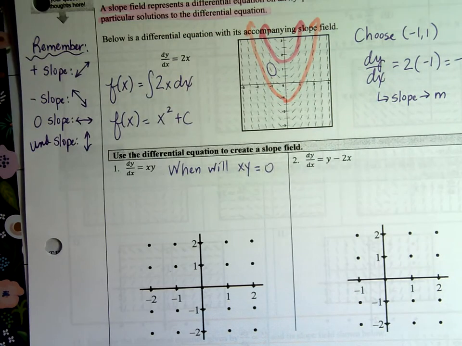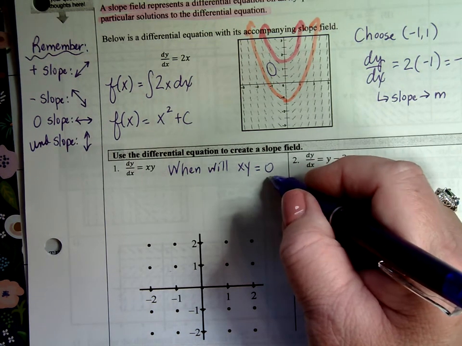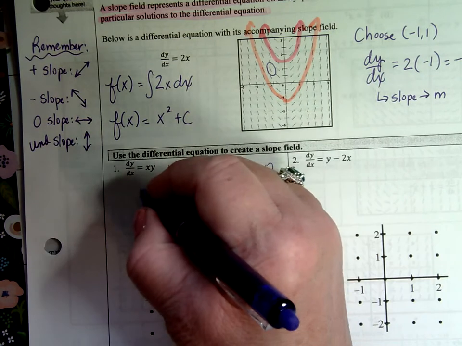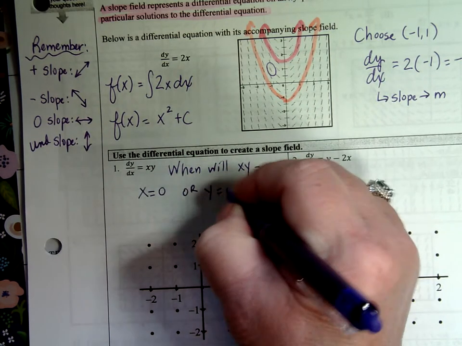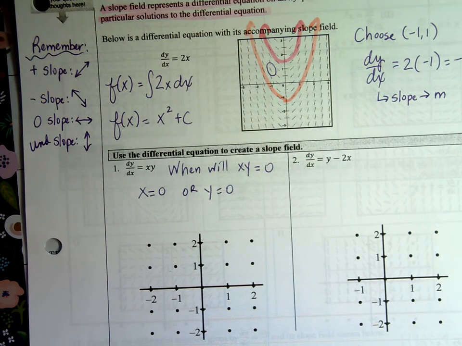All right, so what we're doing is we're drawing all these different little slope lines, just little ones, so we can figure out what the function looks like. And so when will xy be 0? When either x equals 0 or y equals 0. Always go for that first. It's going to eliminate a whole bunch of points you've got to figure out.